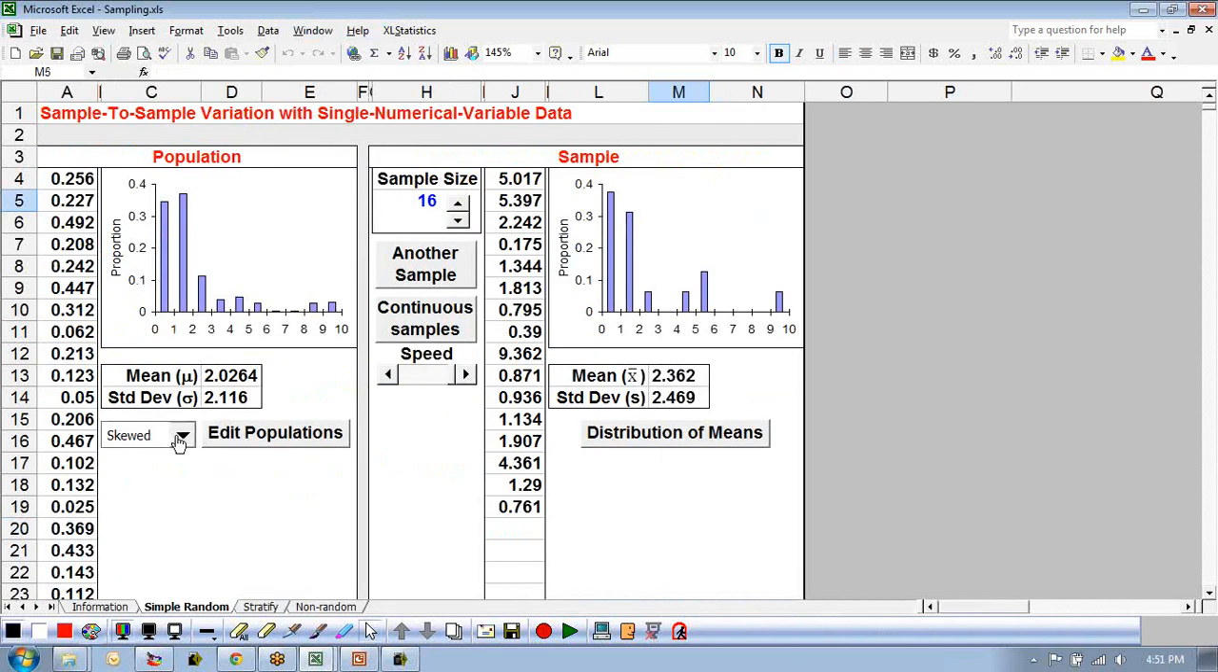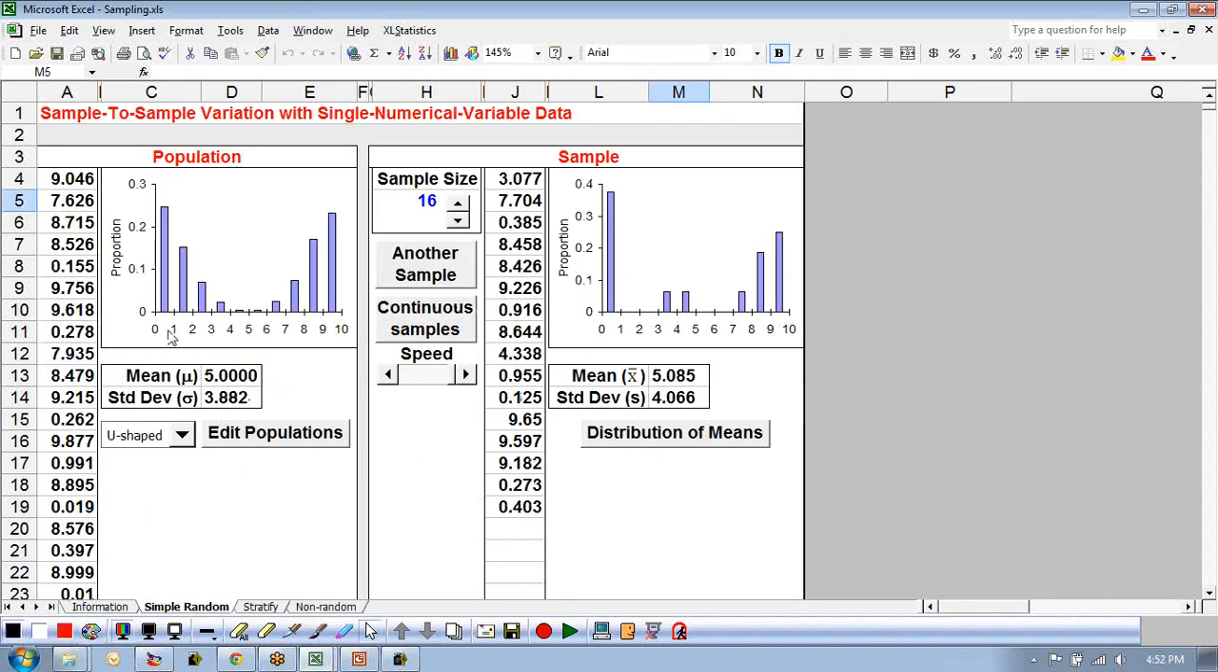All right, we'll look at one more. This is just too fun. Let's look at U-shaped. Again, no way is this normal. But really the trick is that anytime it's symmetric, you're going to get something converging very, very quickly. When you have a skewed distribution, you may have to up the number of samples a little bit.